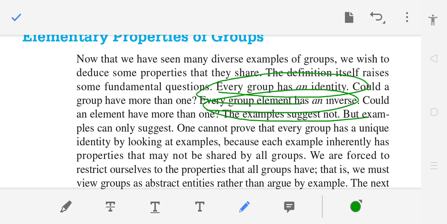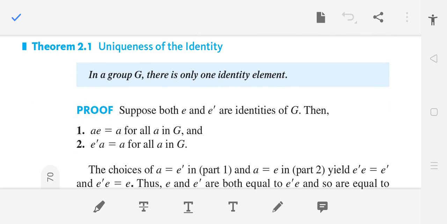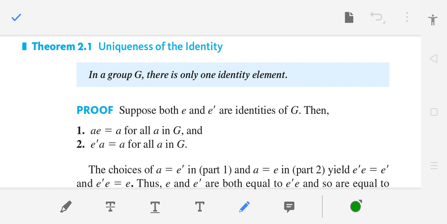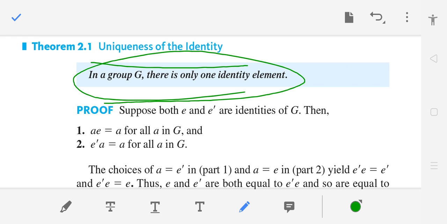So we just focus on this more. Now we just focus on the uniqueness of identity. Although I have discussed it in the last video, we will do it from this book also. What is the uniqueness of identity? In a group there is only one identity element, right? So you take any group, and what will you get? Only one identity element. Suppose e and e dash are identities of G, then ea is a and e dash a is a for all a in G.